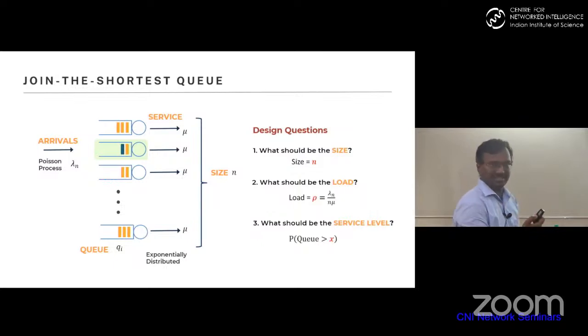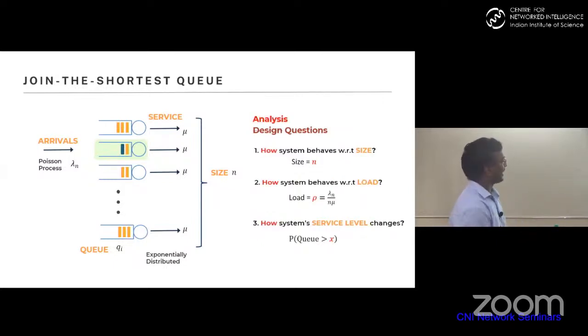If this is a data center, then the data center provider has service level agreements with customers. And one wants to get a handle on the probability that the customer encounters a queue length of 100. So if I know the stationary distribution, I can answer all these questions, but I don't. So I need to do something else.